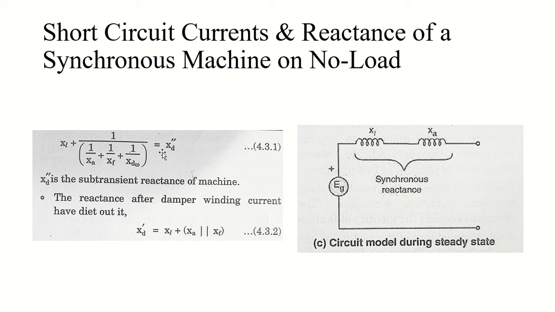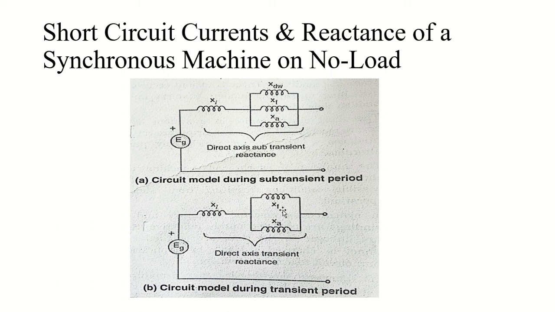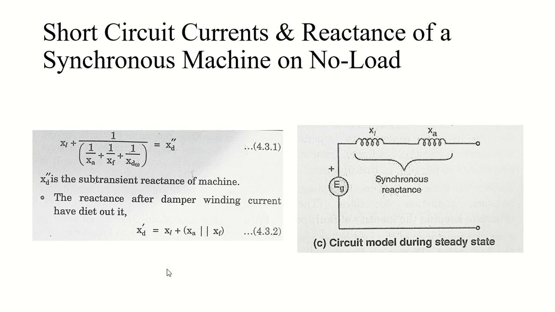And if you want to find the transient reactance, then we will call it XD dash, right? After the damper winding current has died out, my XDW will be gone. So we will have only two of them, XF and XA, and we will take both of them in parallel and plus XL in series. So this component will go off and only two of them will remain. And after that, in the third stage or the steady state, XL and XA will be in series, so XD will be XL plus XA, right?